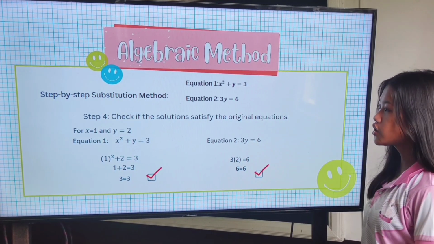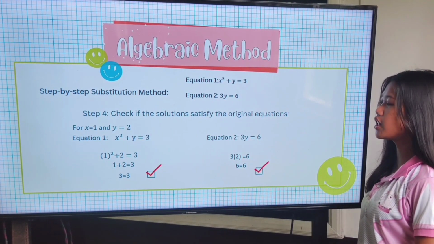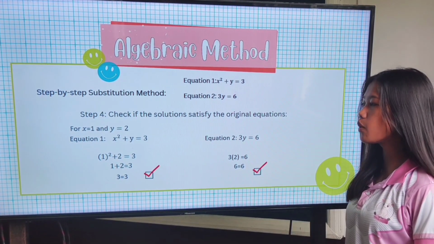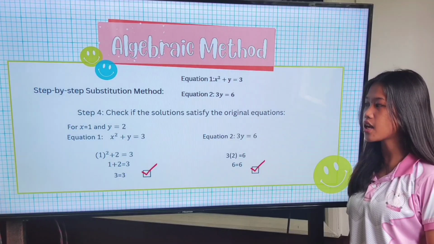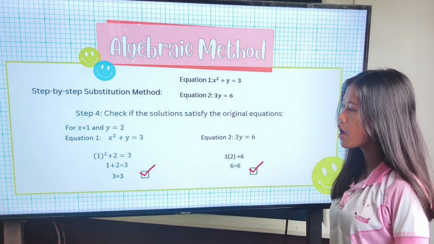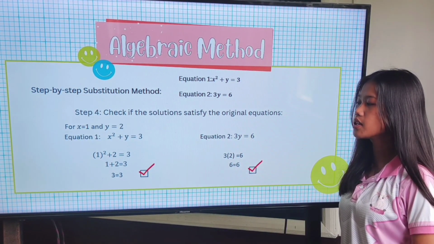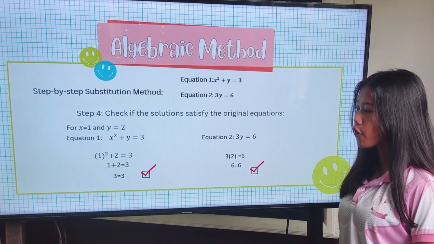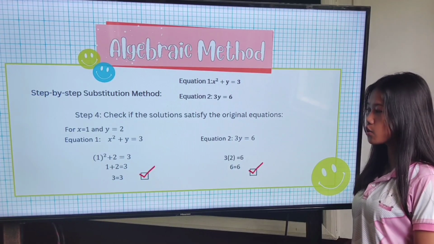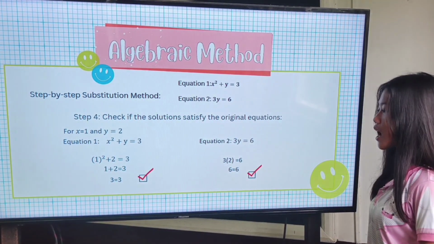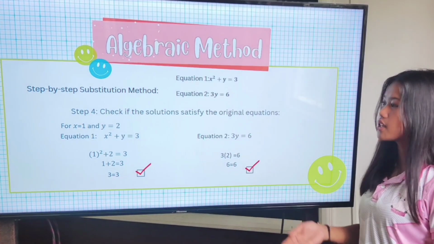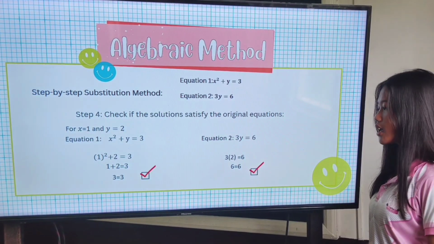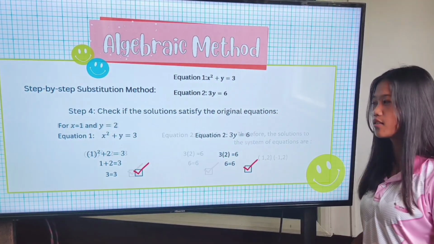Step 4. Check if the solution satisfies the original equations. For x equals 1 and y equals 2. Equation 1, x squared plus y equals 3. We substitute x equals 1. 1 squared plus 2 equals 3. 1 plus 2 equals 3. 3 equals 3. Therefore, our solution is correct. Equation 2, 3y equals 6. 3 times 2, because y is 2, and the answer is 6. 6 equals 6. Therefore, our solution is correct.